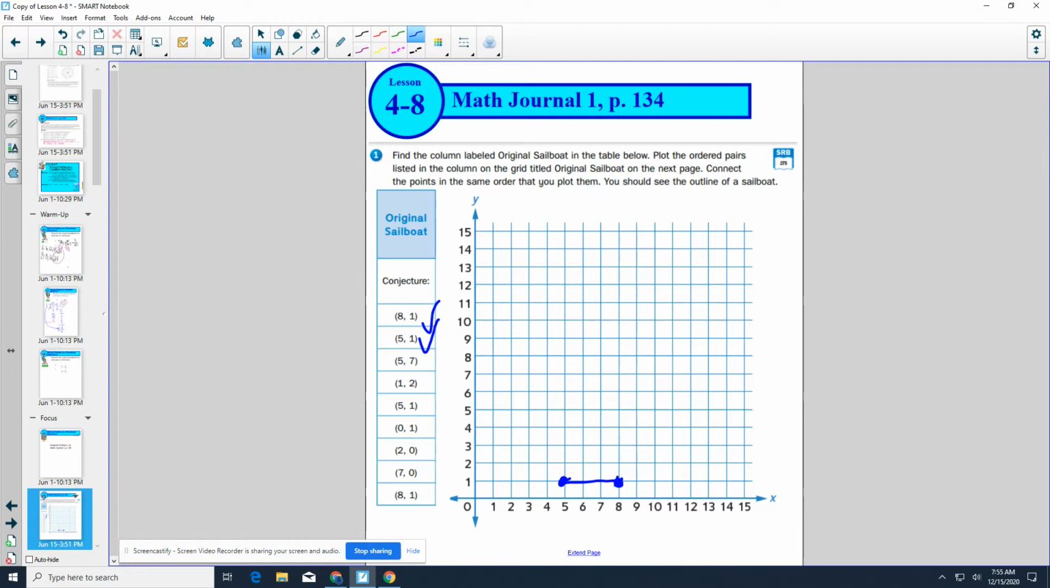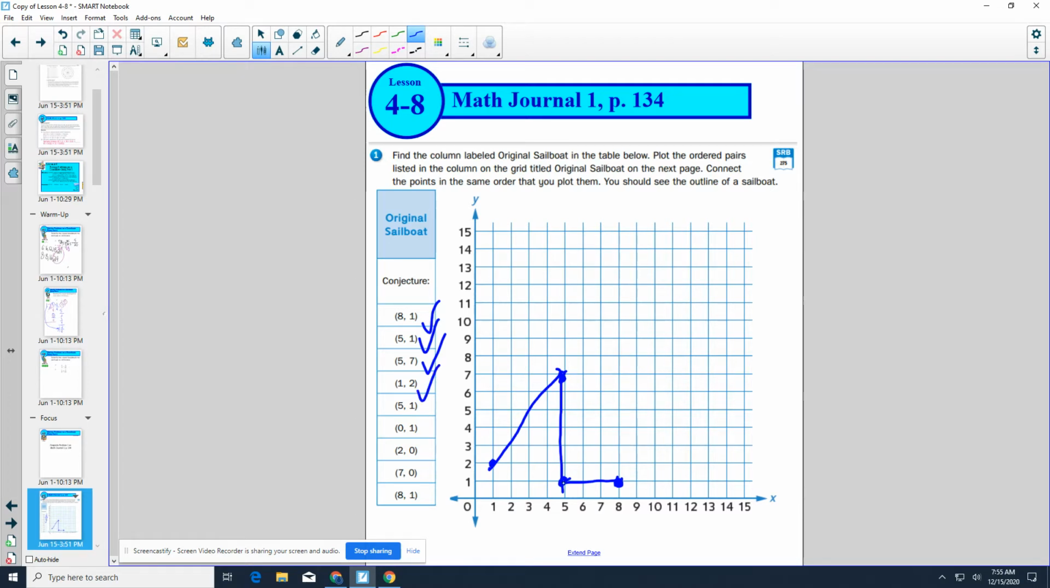The next one is over 5, up 7. So then I match it up. And again, I draw my line. Again, use a straight edge, otherwise your images won't come out quite right. Okay, then I go over 1, up 2. And again, you got to connect them in order. If you wait till the end to connect the points, you're going to have a big mess.